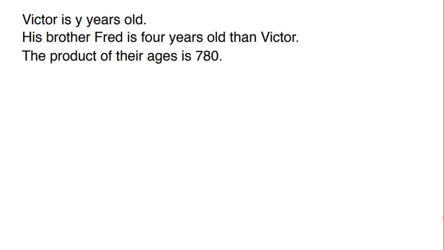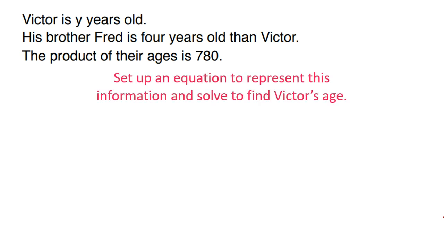So today's question is, Victor is Y years old. His brother Fred is 4 years older than Victor. The product of their ages is 780. And the main question says, set up an equation to represent this information and solve to find Victor's age. Now, this is some specific information given to us, and we have to try and work it out, try and form our equations, and then probably end up in a quadratic equation since we are solving quadratics, and then we will be solving it.